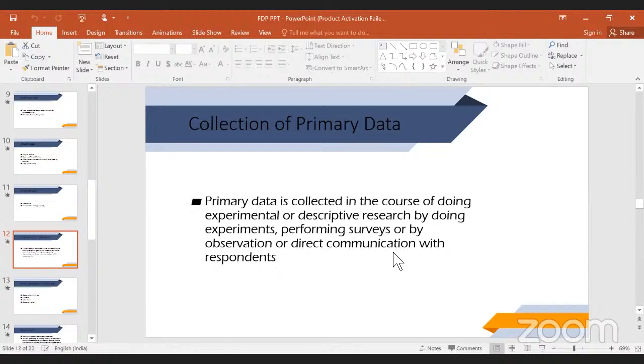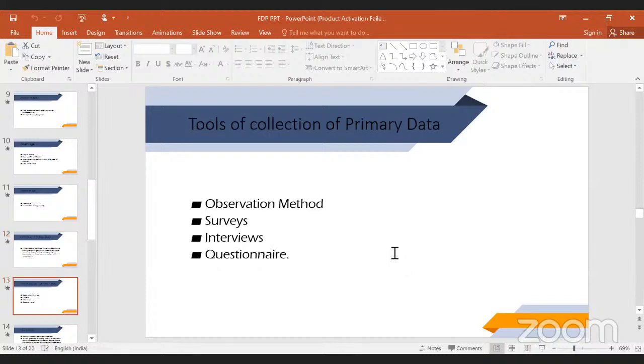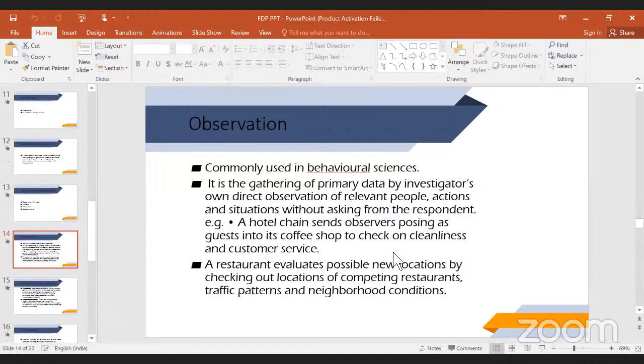Now I will be talking about the tools of data collection. Primary data can be collected for our research using different methods. My topic here is the tools of data collection. I will not be focusing on the methods because those will be dealt with by other faculty members. I will just be focusing on the tools that you can use. The first method is the observational method.